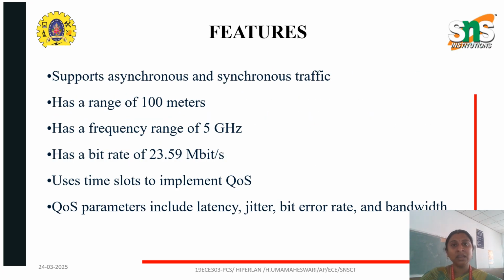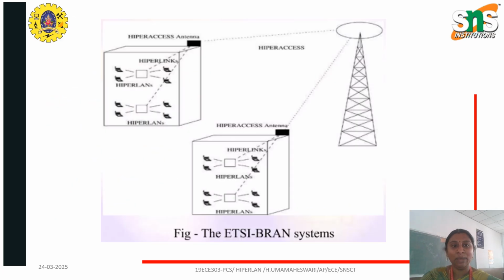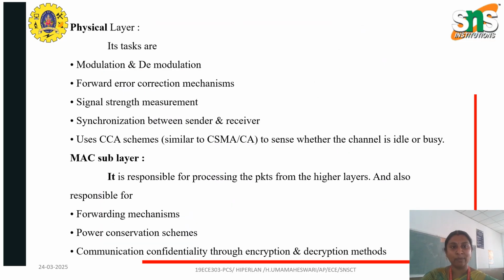The main features of HIPERLAN are: it supports asynchronous and synchronous traffic. It has a range of 100 meters. It has a frequency range of 5 GHz. It has a bit rate of 23.59. It uses time slots to implement QoS. QoS, or quality of service, parameters include latency, jitter, bit error rate and bandwidth. This is defined by ETSI BRAN systems for HIPERLAN access.